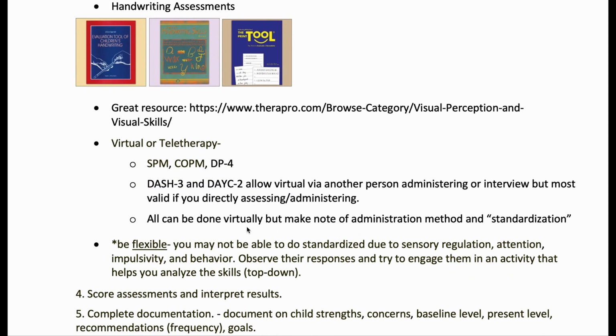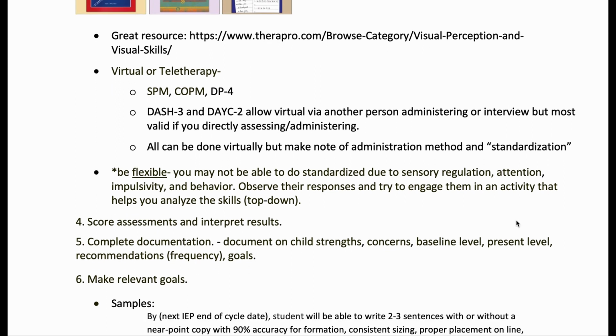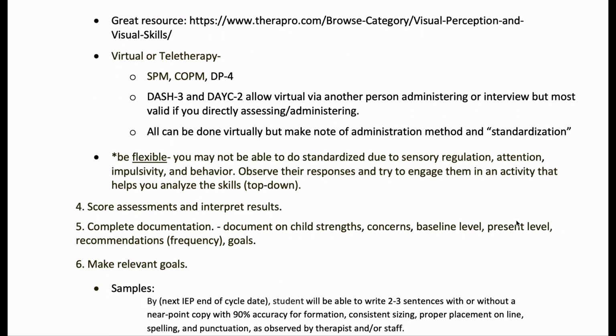And with that said, all assessments can essentially be done virtually, but you should make note of how the administration went, like how you did it, and that the standardization may not be maintained, because it may not be standardized since you are using someone else to administer it who is not fully trained, or you are getting data from a secondhand source such as the parents, stuff like that.